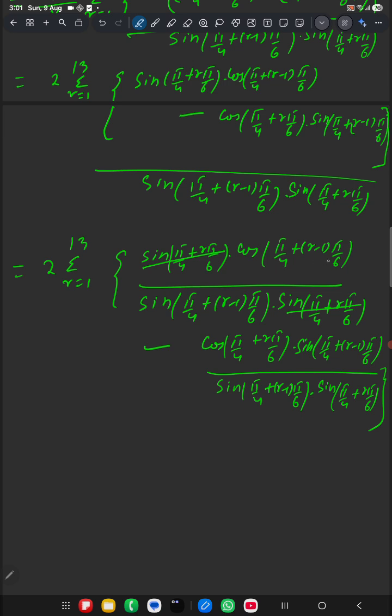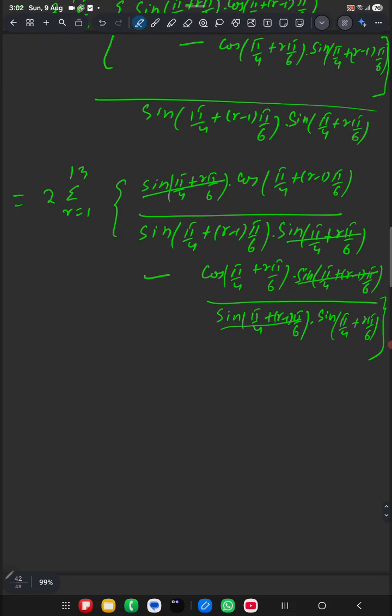Cot of pi by 4 plus r minus pi by 6 you will be left with, and in the second term this will be cancelled. So you are left with cos of pi by 4 plus r pi by 6 upon sine pi by 4 plus r pi by 6, that is cot pi by 4 plus r pi by 6. So now we are almost near the solution.